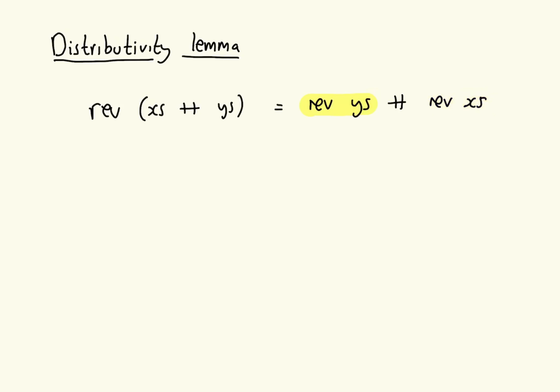So what you see here is that the reverse function is distributing over the append function, but you need to remember to swap the order of the arguments. So here I have x's and y's, and on the right hand side I have y's and x's. So this is a useful little distributivity lemma.